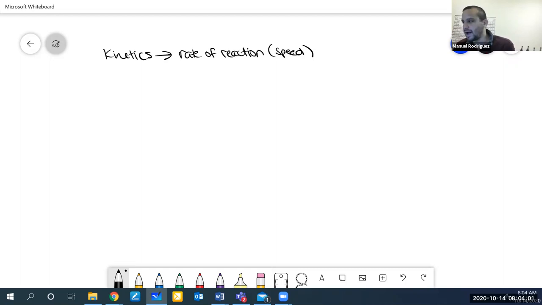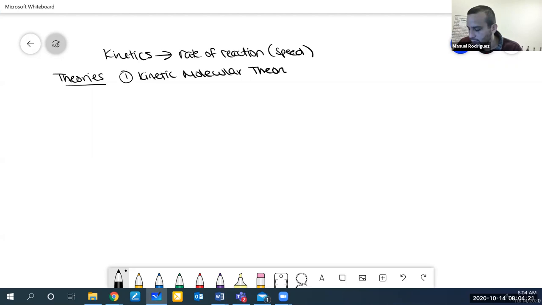On Monday, we talked about different things. We talked about two theories that we use in this chapter. The first one was the kinetic molecular theory. That has a lot of different components. And if you're working with gases, you spend, I don't know, almost half a lecture just talking about this theory.